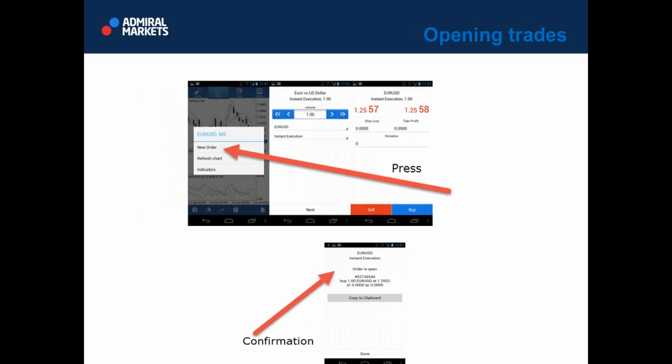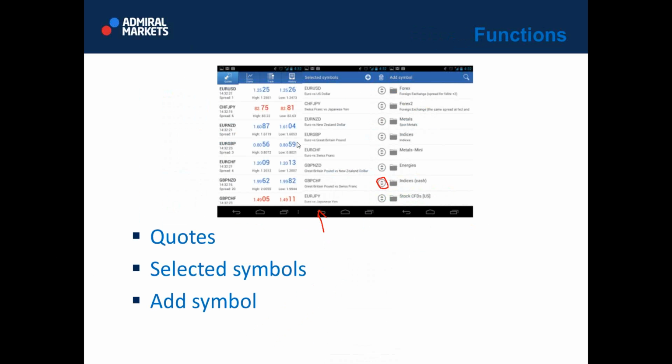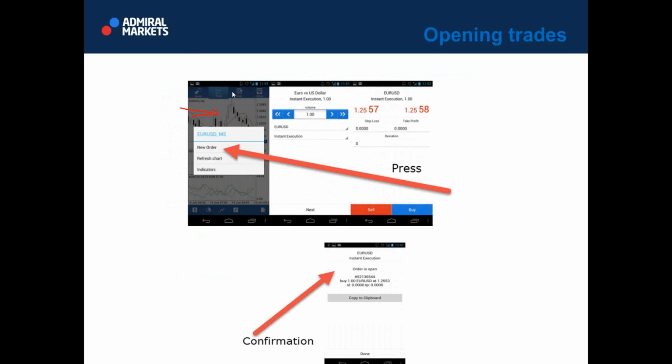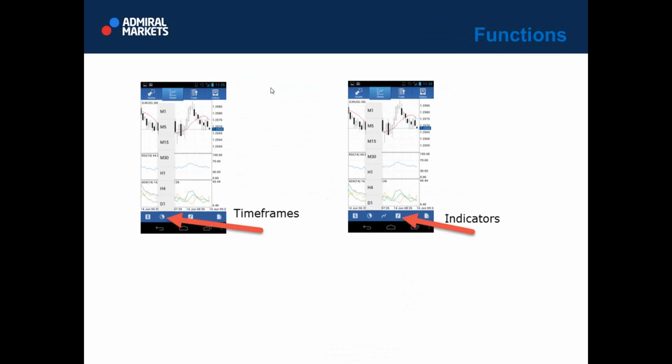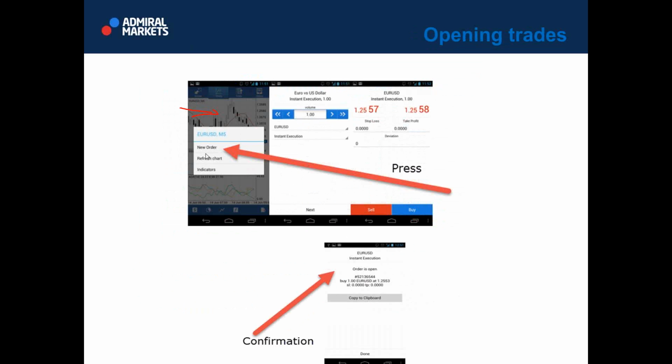If you want to open a new trade, it's very easy. You just need to double tap the chart, or press here and press new order. It's the same. If you double tap the chart or press here, you will be given this window: New order, refresh chart and indicators.